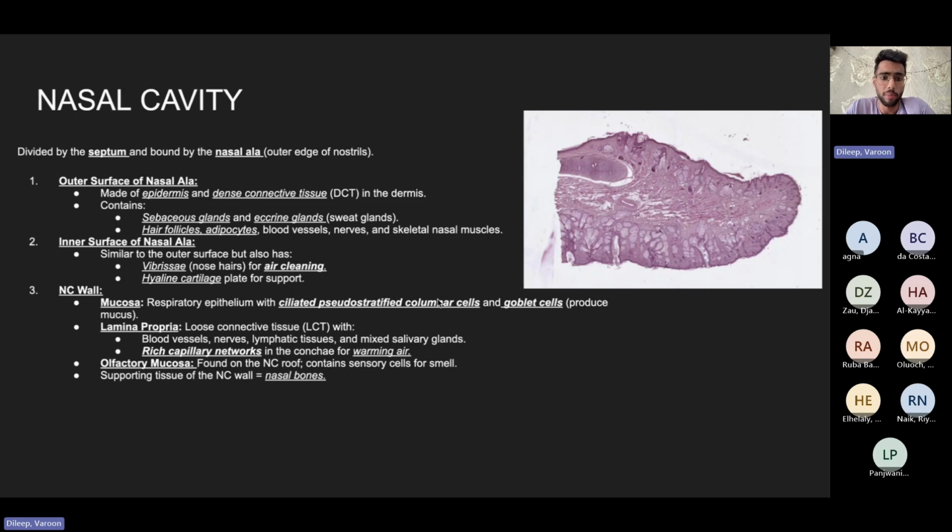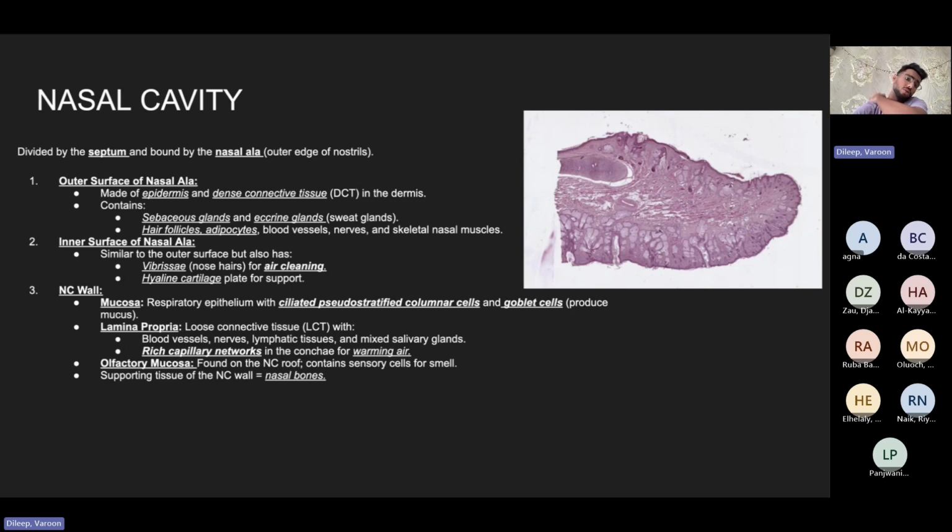When we talk about the lamina propria mucosa, it has similar content in every organ. It has blood vessels, nerves, lymphatic tissues, as well as salivary glands. It also has a rich capillary network in the concha for warming air. When we talk about the olfactory mucosa, which is again for the smelling function, it is found on the nasal cavity roof and it contains sensory cells for smell.